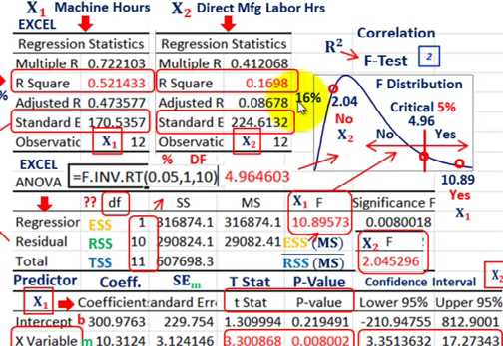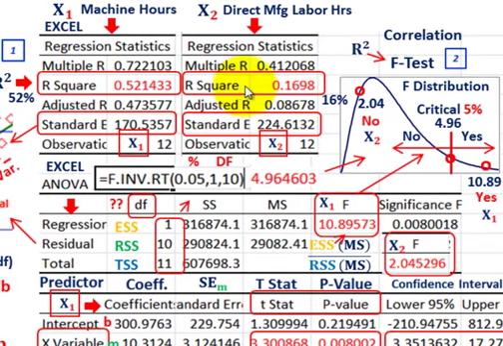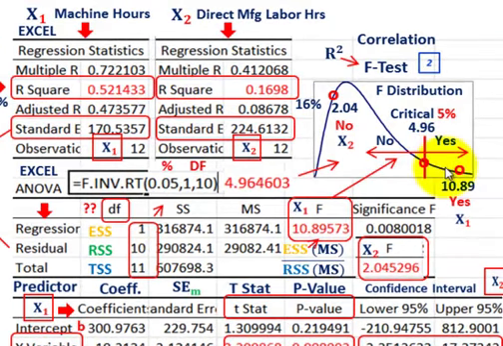As you can see with the R squared at 16%, it's sitting way out here on our F distribution curve. It's way less than our critical value. So no, we can't say we have a relationship with our x2. But with our x1, you can see we're sitting at 52%. And yes, it had an F statistic, an F value, of 10.89.